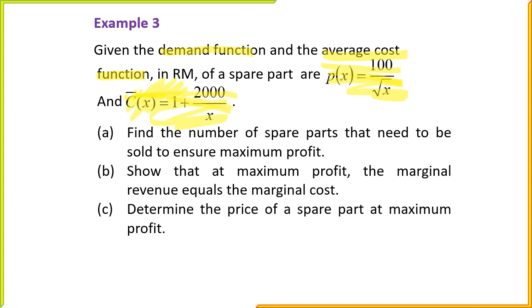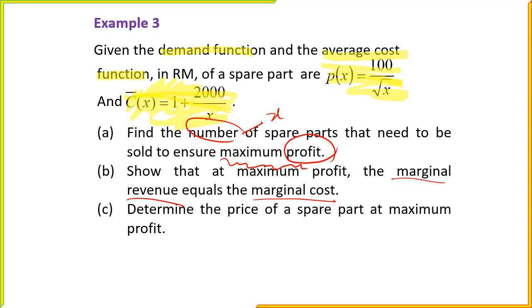Okay, so now it's not cost but average cost function. Find the number of spare parts that need to be sold to ensure maximum profit. We want the maximum profit, which means we have to find the profit function. The question asks for the number of spare parts, meaning x, the quantity. And then show that at maximum profit, the marginal revenue equals the marginal cost.